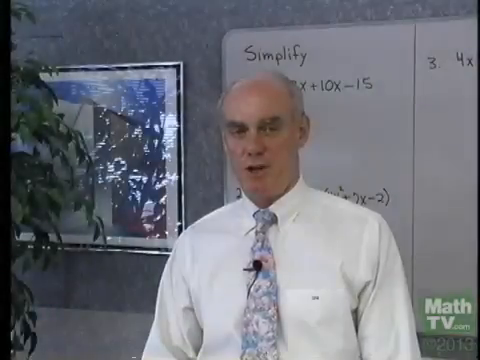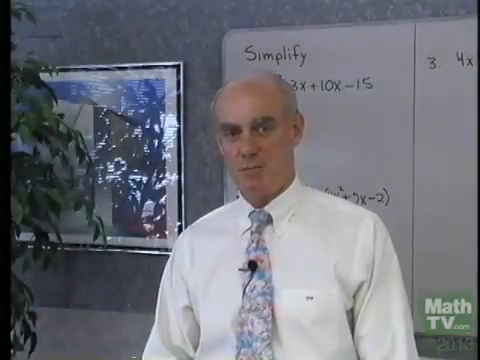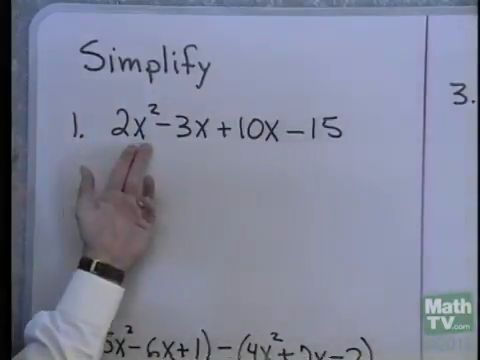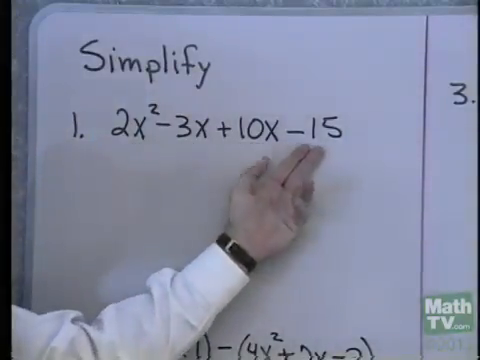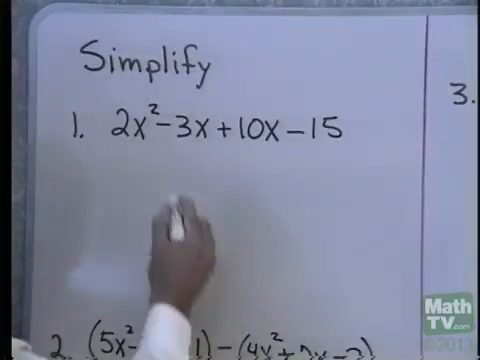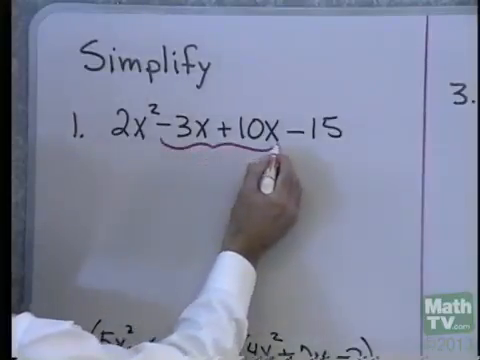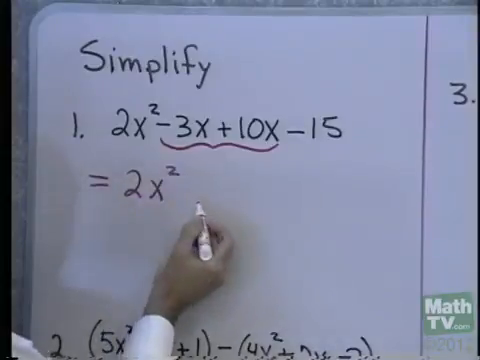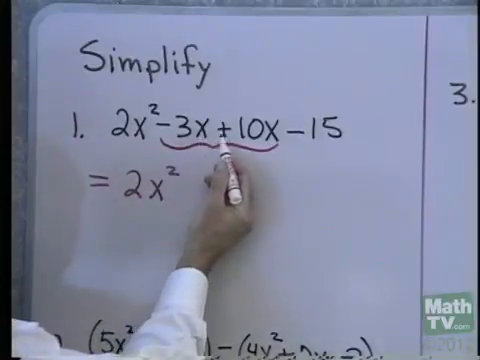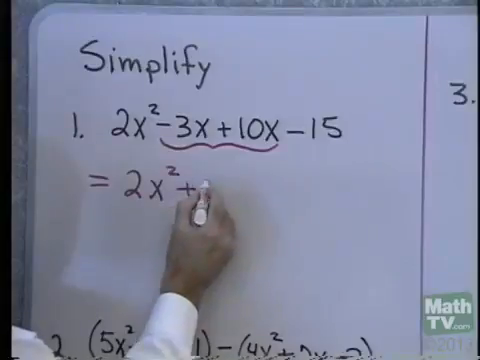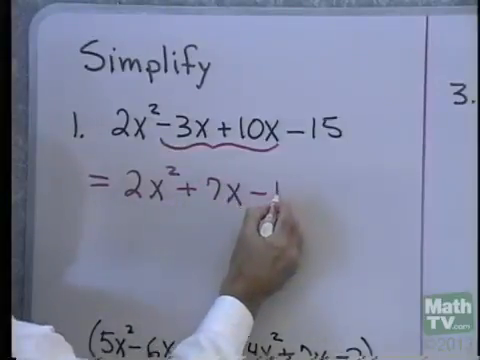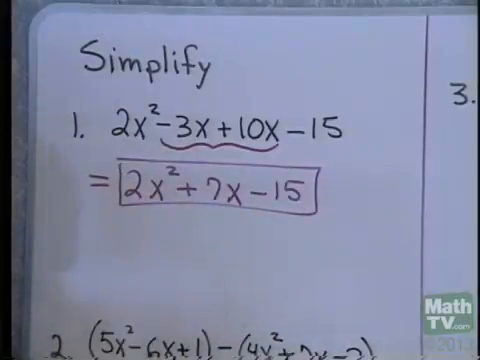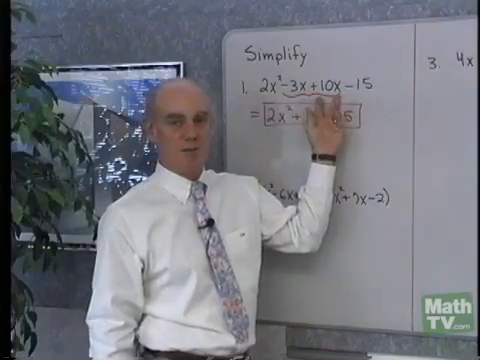Addition and subtraction with polynomials is really just an exercise in combining similar terms. If we want to simplify 2x squared minus 3x plus 10x minus 15, we see that the only terms that are similar are these two middle terms. So the best we can do on simplifying this is to write 2x squared plus a negative 3x plus 10x will be 7x minus 15. So that's how we simplify this expression right here by combining similar terms.